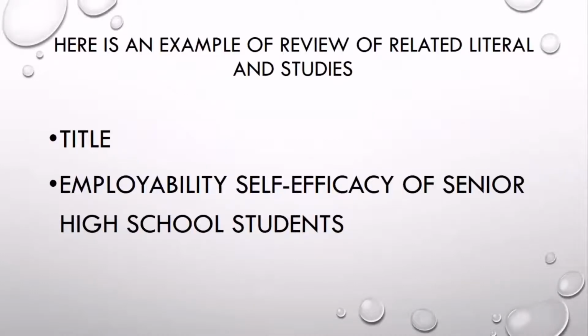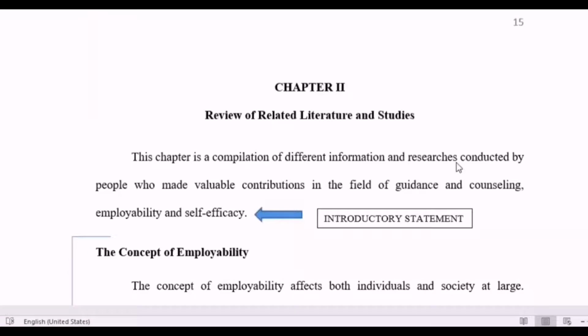Here's an example of your review of related literature and studies. The title of the study is Employability, Self-Efficacy of Senior High School Students. Here is an example of review of related literature and studies. As you can see, it is under chapter 2. So the first part that you can find here is the introductory statement.